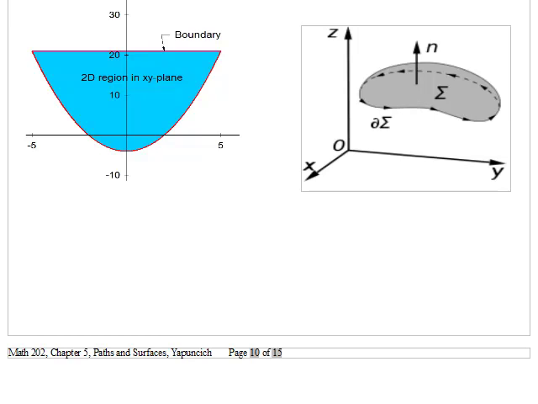You can get this idea here in this diagram. This is a two-dimensional region in the xy plane, and the boundary is different sections of one-dimensional lines and curves that go around it. If this is a curved surface in three-dimensional space, and it's really a surface, that's what the sigma denotes here, then the boundary around it is a line.